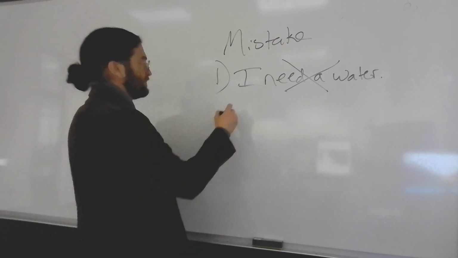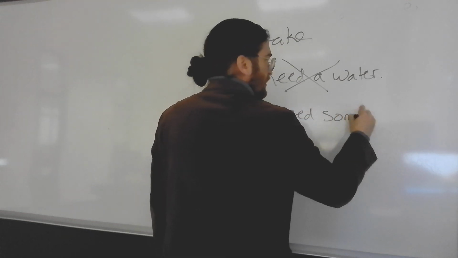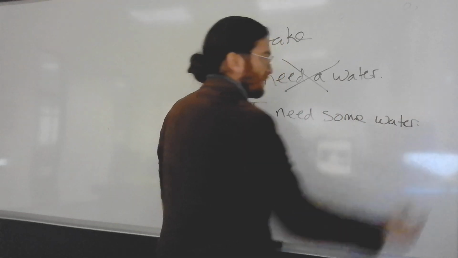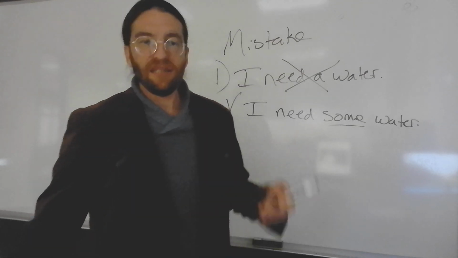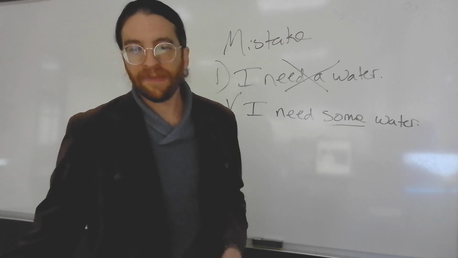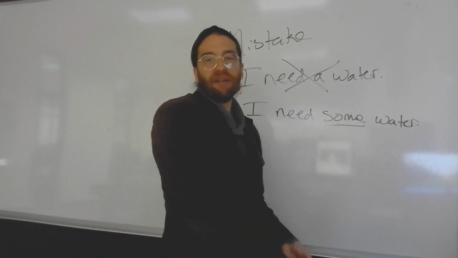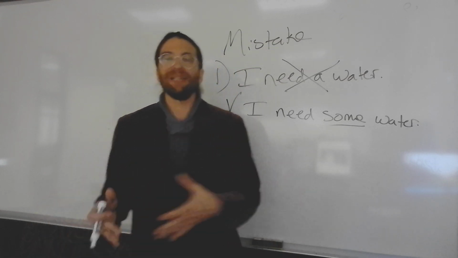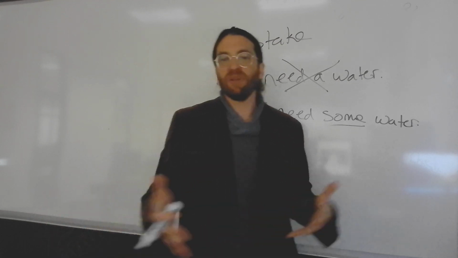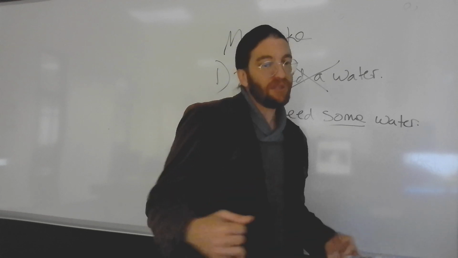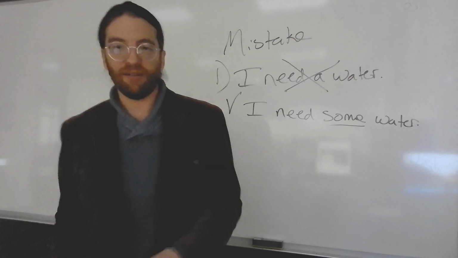What you should say, the correct way, I need some water. We use some for nouns that are not countable. And here's a tip. Don't use a or an with things you cannot count, like water, rice, or advice. If you can't count it, don't use a or an.